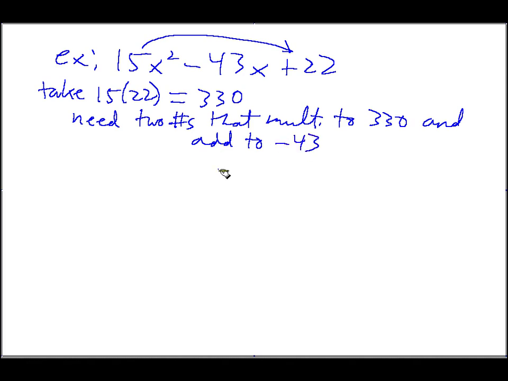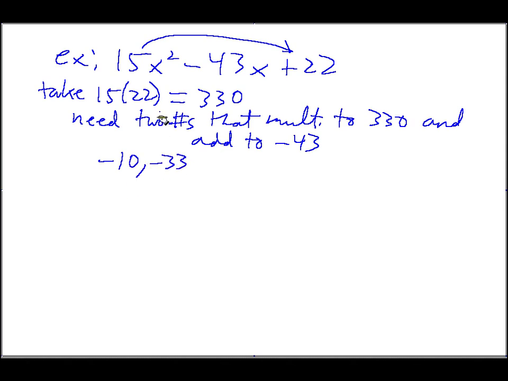All right, so you have to do some research here, right? Challenging problem here. What two numbers will multiply to 330 positive and add to 43 negative? Well, after thinking about it a little bit, I hope you came up with the two numbers, at least seeing them as negative 10 and negative 33.